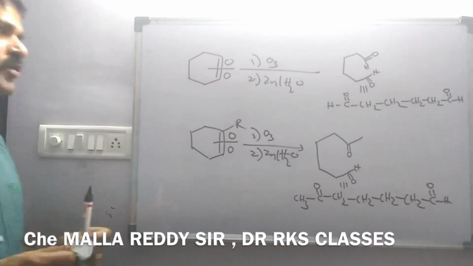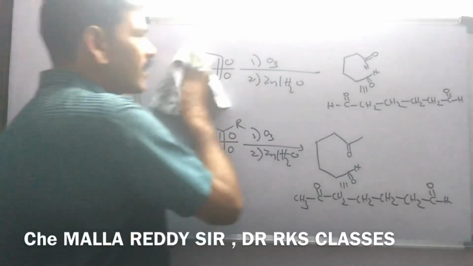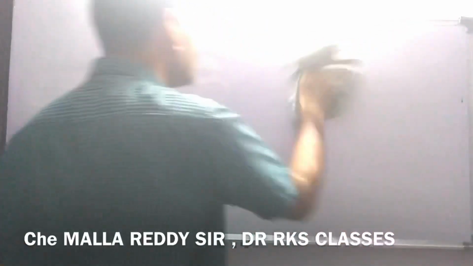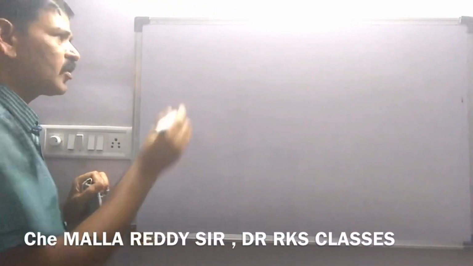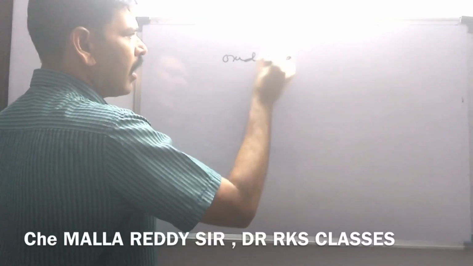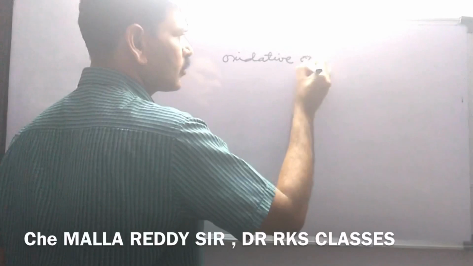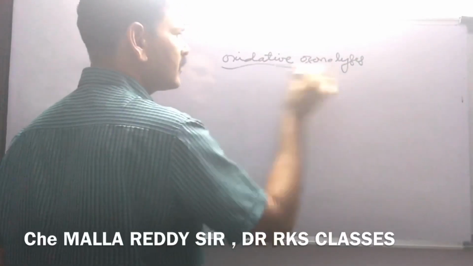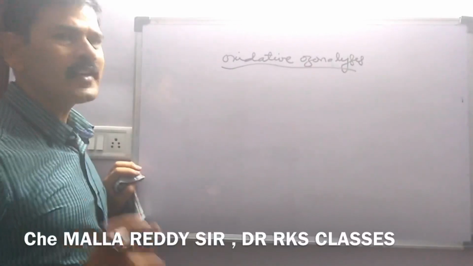So next one is oxidative ozonolysis. In oxidative ozonolysis, which compounds are formed? Carboxylic acids and ketones only. In oxidative ozonolysis, ketones and carboxylic acids are obtained.